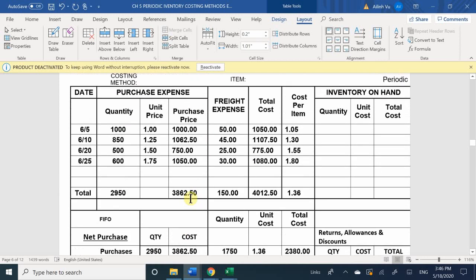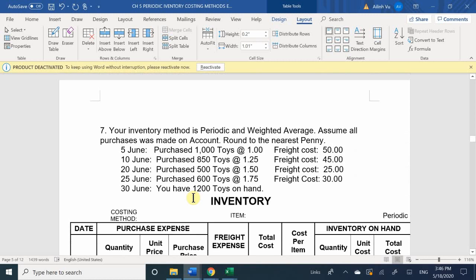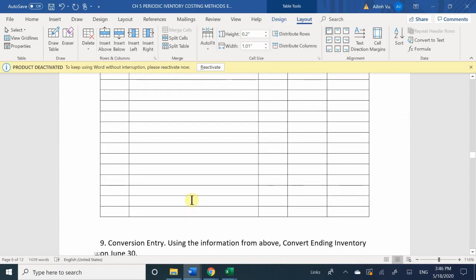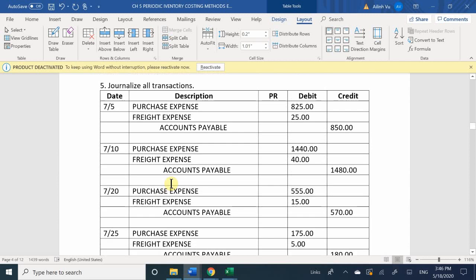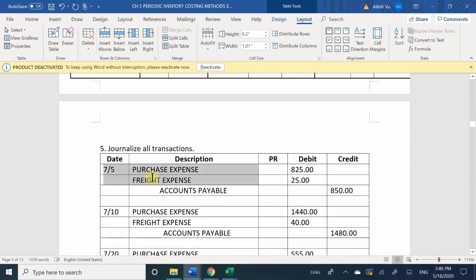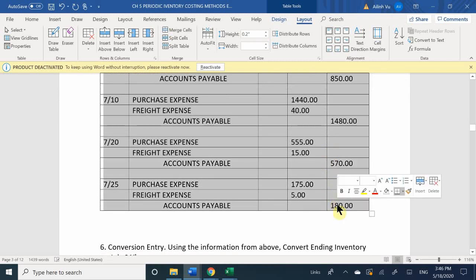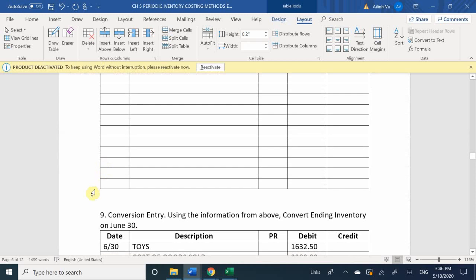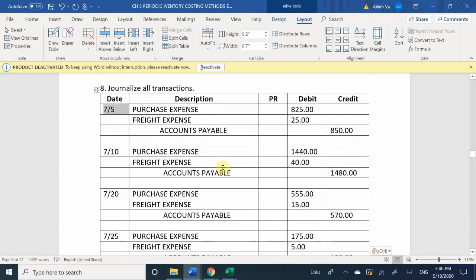Okay. If you guys practice journalizing, all of this would look identical. Reason being is because when you're just doing purchases, you're just dealing with purchase, freight, and whatever account you're putting on. So all of this is just going to be the same exact journal entry, okay? So because this is my answer sheet, I'm going to go ahead and copy everything.